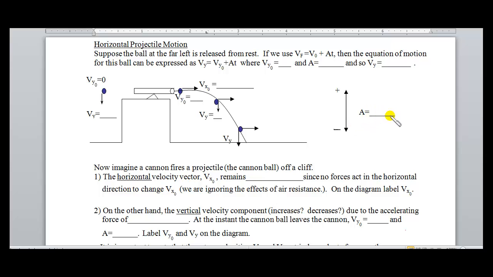Therefore, what goes in this blank? We know the acceleration of gravity always acts downward toward the center of the Earth. So what's the sign and value for the acceleration of gravity here? And then we can simply write this equation for V sub y. So fill in these blanks right here, push that pause button, and then we'll return and compare answers.